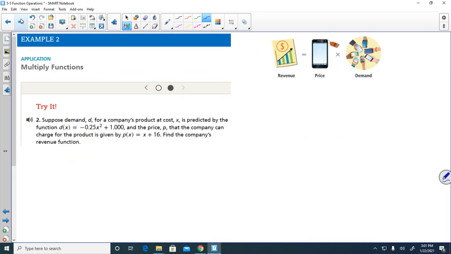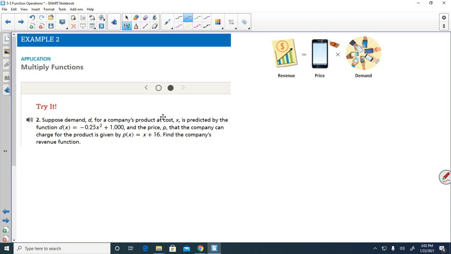Moving on to example 2. In example 2, we're asked to multiply, but we have a word problem. So we're going to learn how to multiply in context. Suppose demand D for a company's product at cost x is predicted by the function d of x equals negative 0.25x squared plus 1,000. And the price P that the company can charge for the product is given by P of x equals x plus 16. Find the company's revenue.